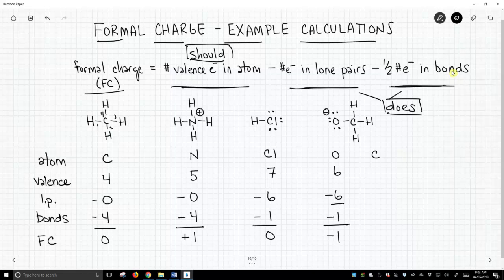And then we have carbon as our last atom. Carbon, we already know, has a valence of 4. It has no lone pairs, and it has 4 bonds with 8 electrons. 1/2 of 8 is 4. So 4, take away 0, take away 4 gives us 0. No formal charge on that carbon.